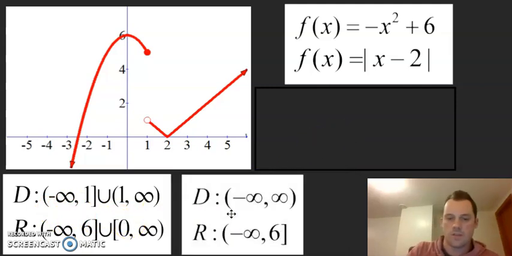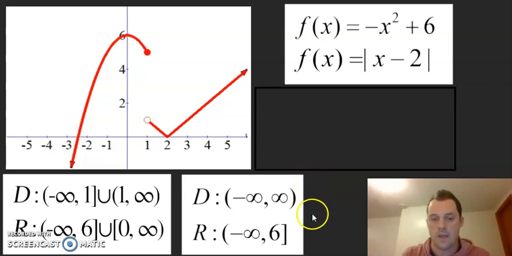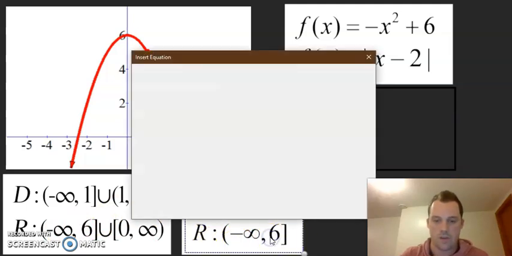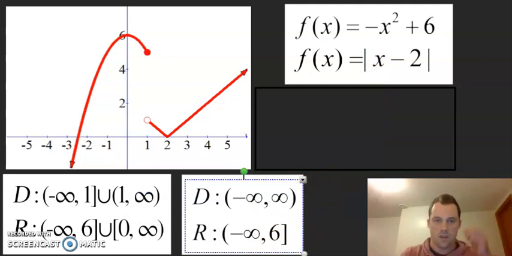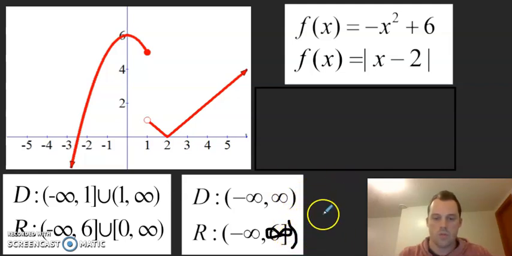Well, that ends up giving us a complete domain in our piecewise function of negative infinity to infinity, or we can say all real numbers. And for the range, we just combine it and we go from negative infinity up to, that should not be 6, that should be infinity right there. And we know infinity always has parentheses. So the domain and range are both all real numbers.